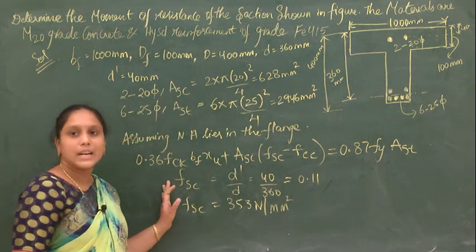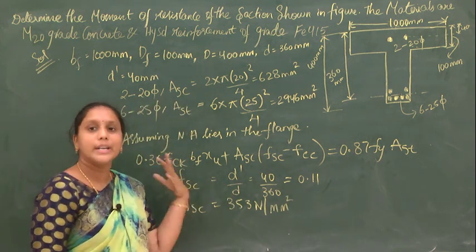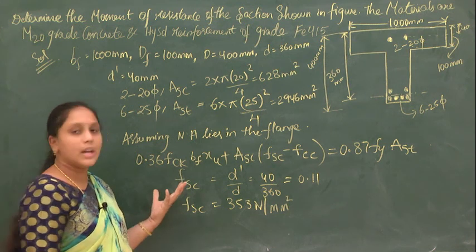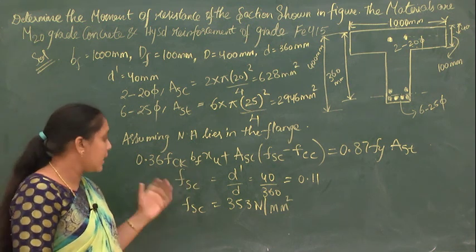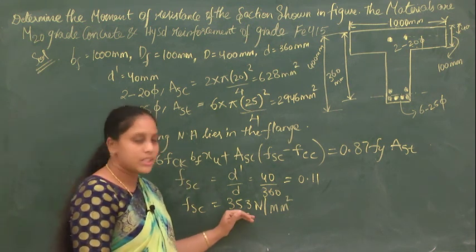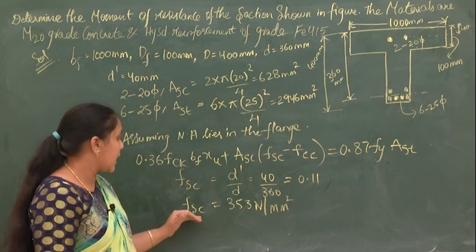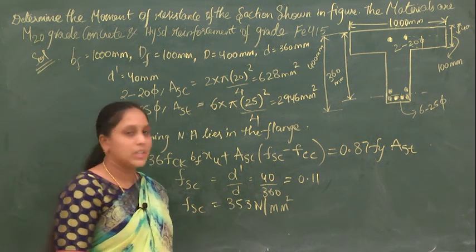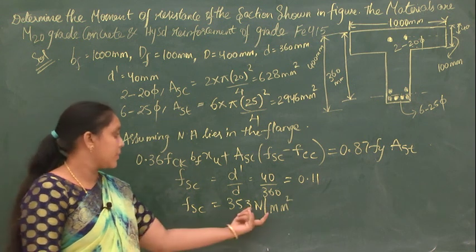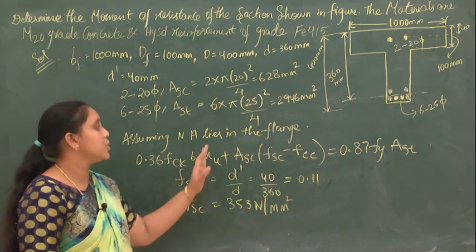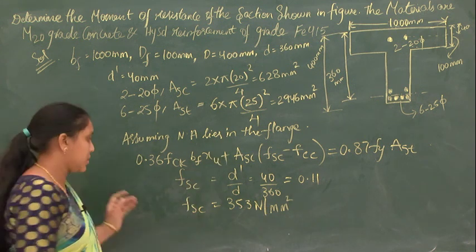How to calculate the FSC values we have already discussed previously in the doubly reinforced beam. So based on that you have to calculate the FSC value. If you calculate, you will get a FSC value of 353 Newton per mm square. Now substitute all the values in this particular equation.